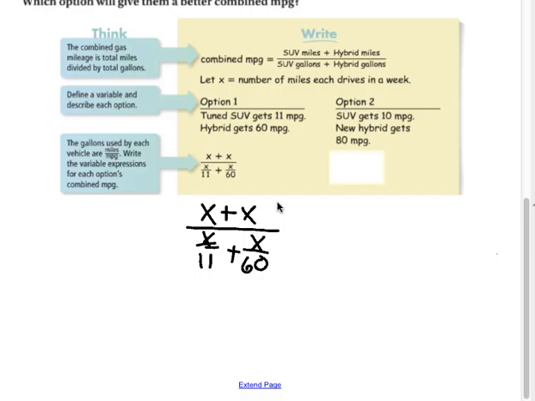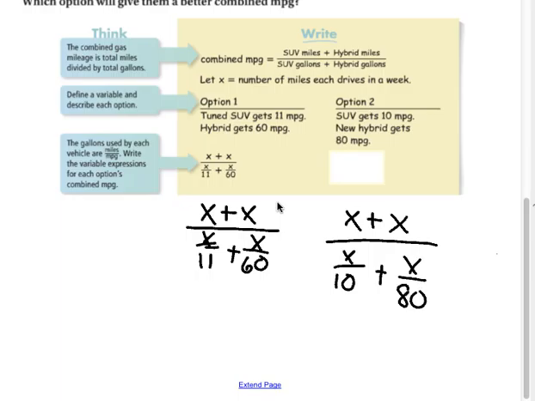How about our second one? So still the same distance, they're each driving X miles. And then their combined gallons is going to be the miles divided by the miles per gallon. Well, the SUV is going to drive X miles and get 10 miles per gallon. But now they're getting a new hybrid that's getting 80 miles per gallon. And so now our goal is to compare these two fractions, see which one is better. All right, so let's take a look and see if we can decipher this.